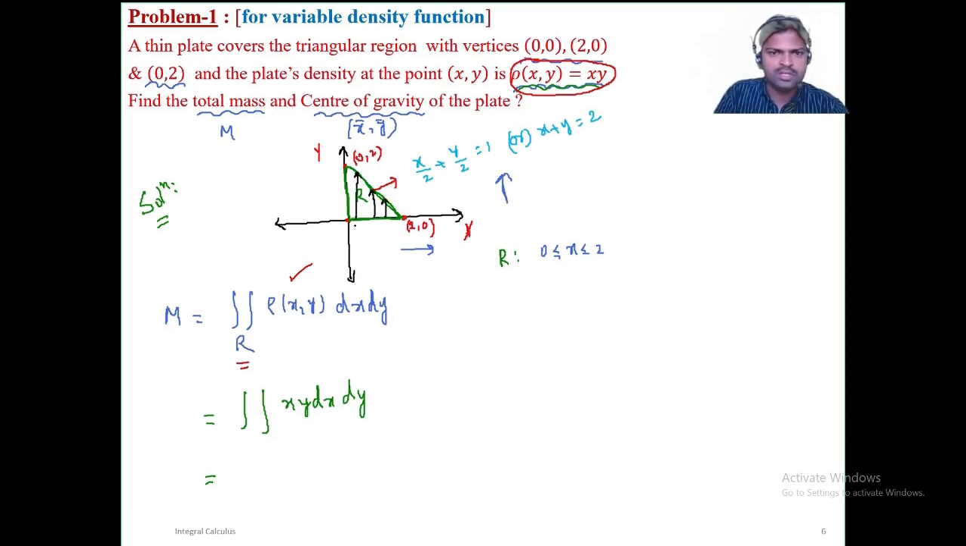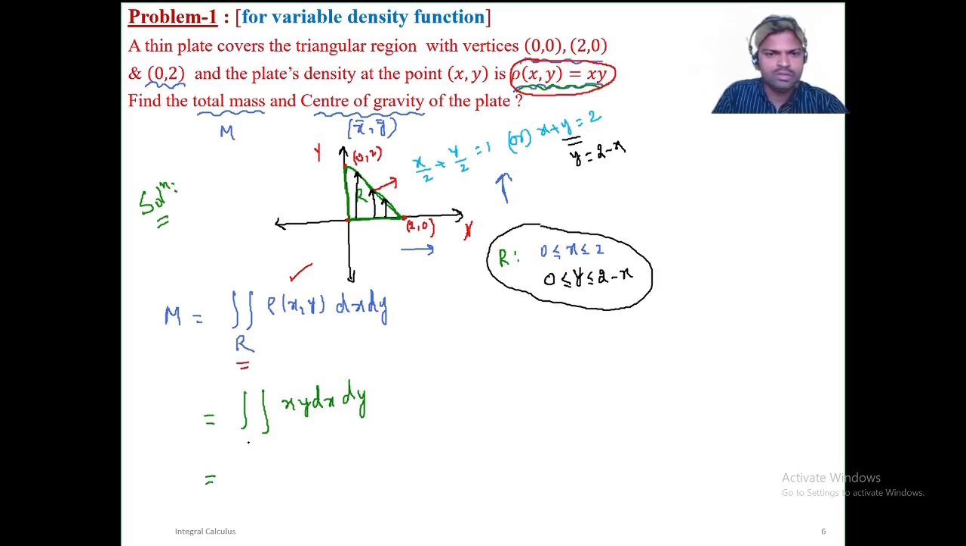So the lower bound is the x-axis and the upper bound is this line. Since the lower bound is the x-axis, on the x-axis the y coordinate is absent, therefore starting with 0. The upper bound is this line, so y is equal to 2 minus x. So 2 minus x will be the upper bound. With this set of limits you can carry out the integration so that you will get the total mass.